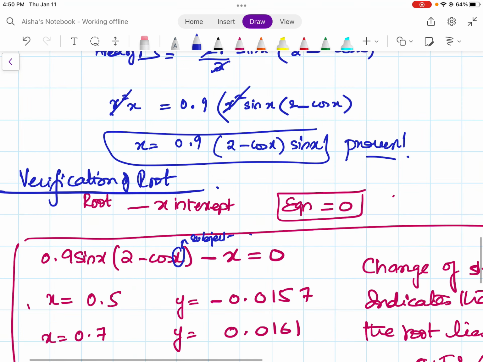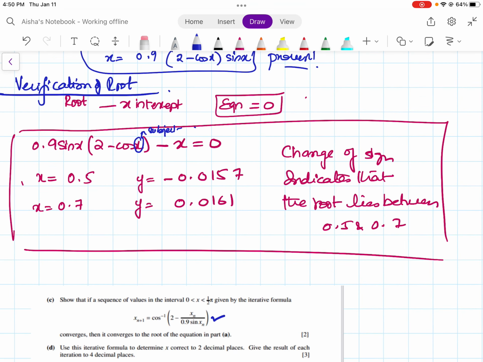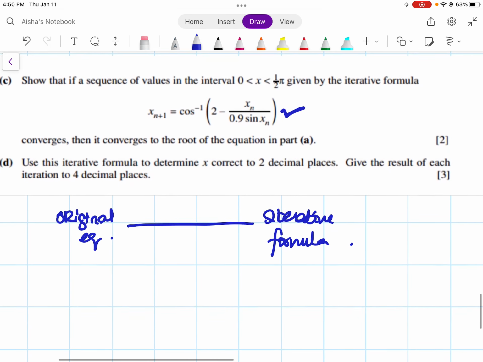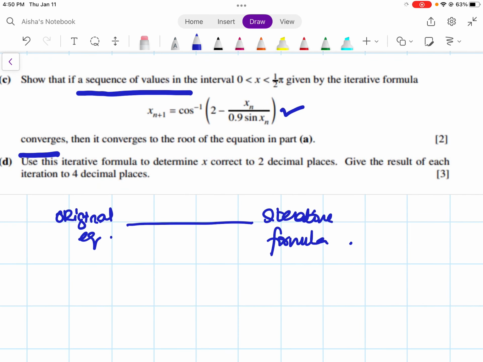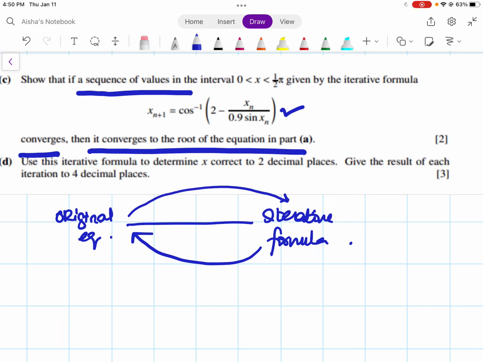Is it making sense? Now what they want you to do is go from this iterative formula back to the original equation and show that this iterative formula goes back to its original equation. Whenever they use these words, show that if a sequence of values converges, then it converges to the root, it means we have to show that the iterative formula goes back to the original equation. They can also ask you to go from the original equation and make the iterative formula. They can give you the formula, but ask you to show that you are also getting the same thing. Now, the iterative formula has these subscripts which you don't need to write when you have to prove something.